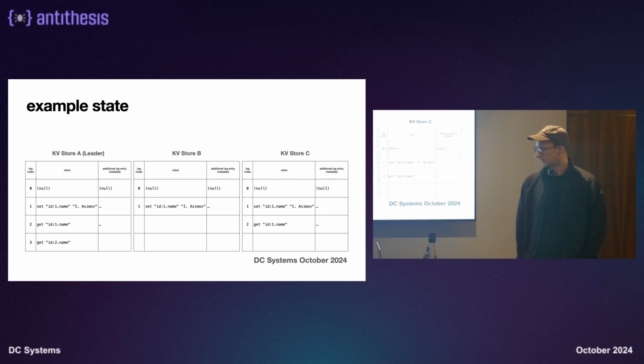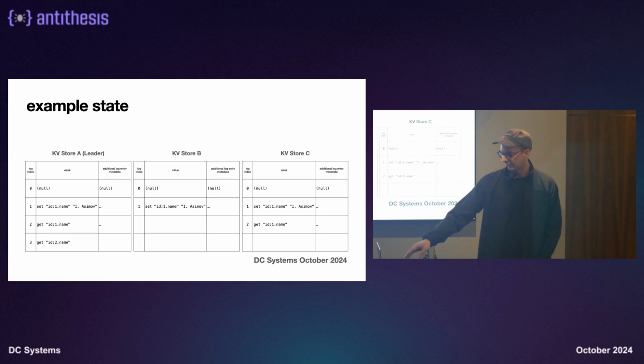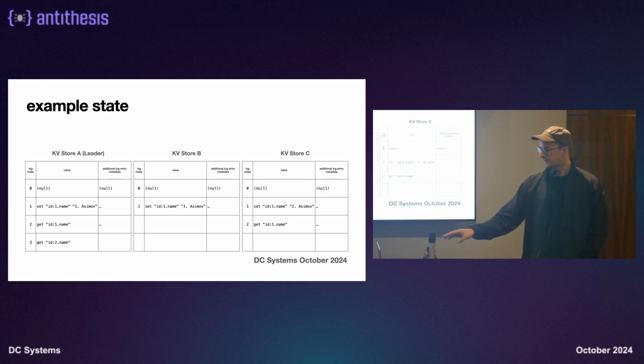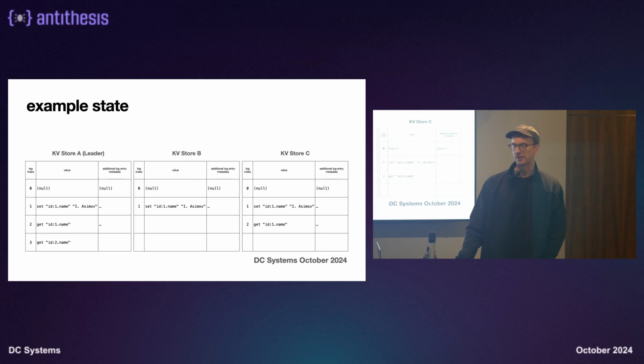So for example, this is a log view of those three nodes in the cluster, where the leader is on the left, K store B is in the middle, and K store C is on the right. The leader has a set command in index number 1. K store B and C have also replicated that set command. K store A has replicated this get command that we showed. K store B has not gotten it yet.